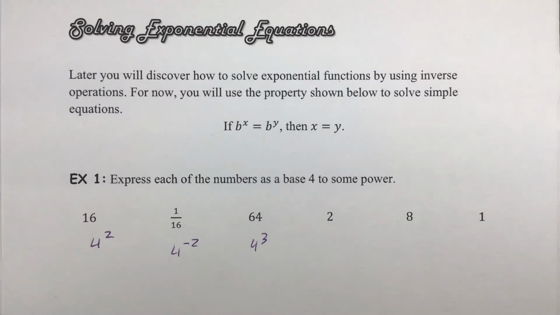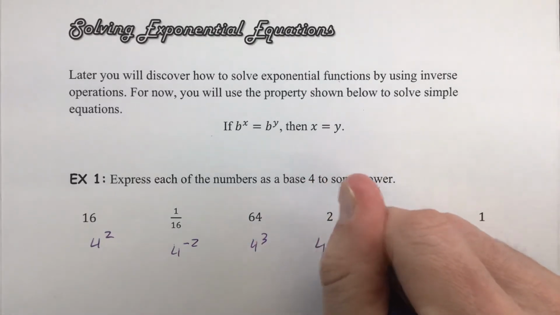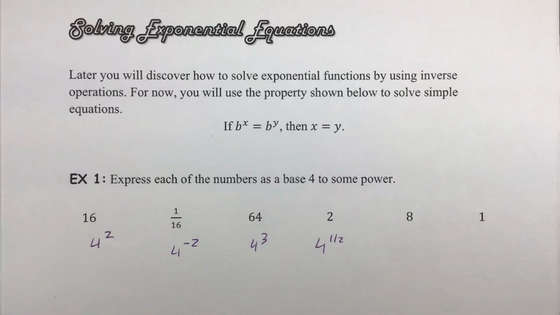All right, so 2. How do we take 4, raise it to a power, and actually get a 2 out of that? What is really the connection between them? Well, 2 is actually the square root of 4. And a square root can be represented as an exponent. It would be the 1/2 power. So this is 4 to the 1/2 power. That actually creates a 2.